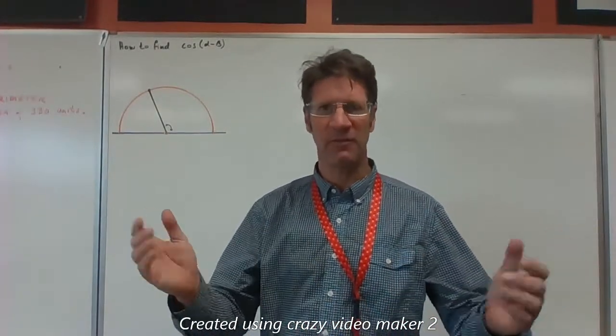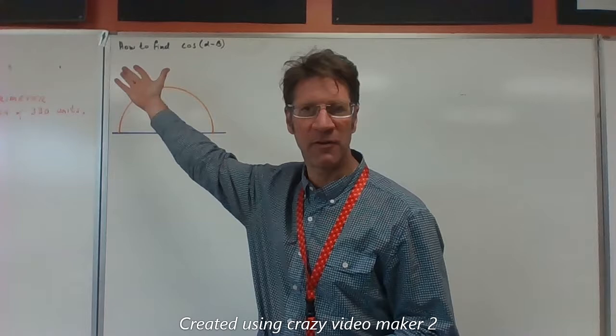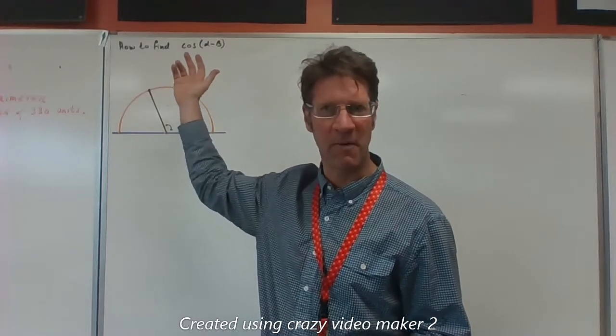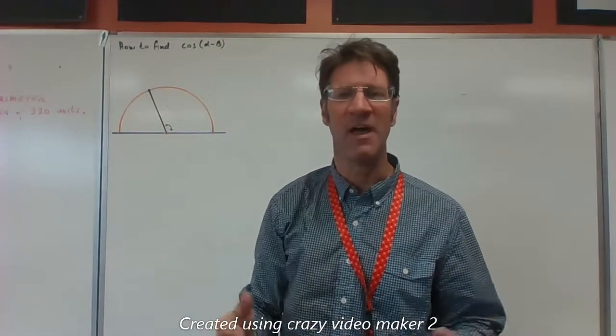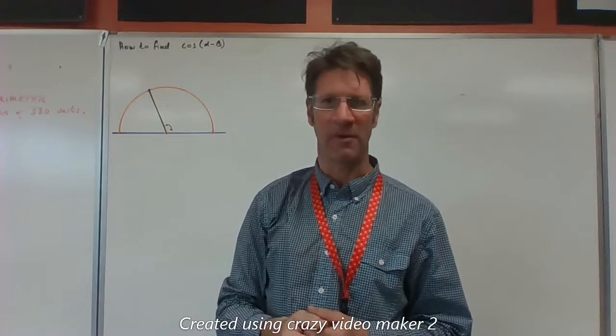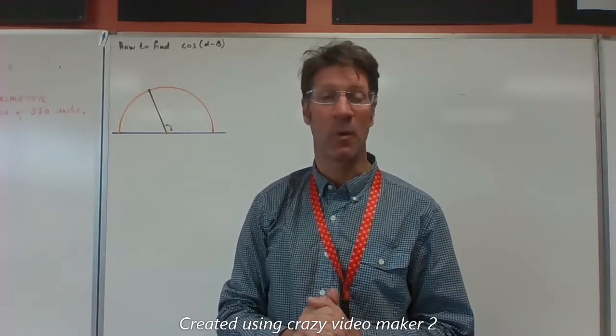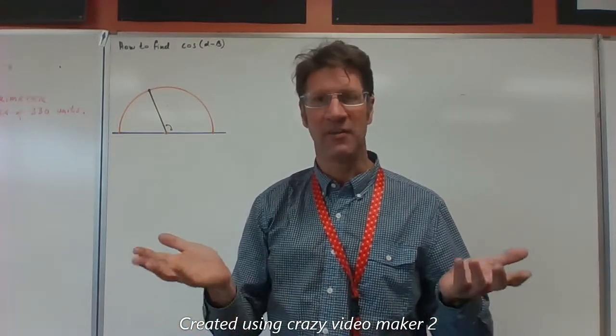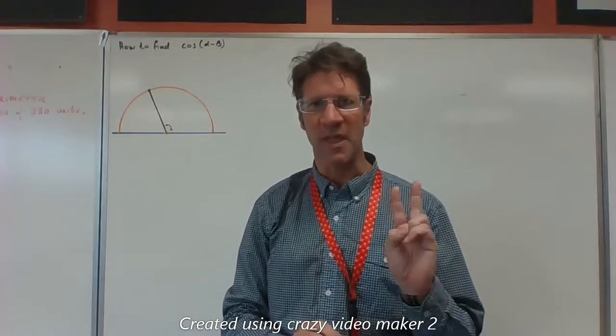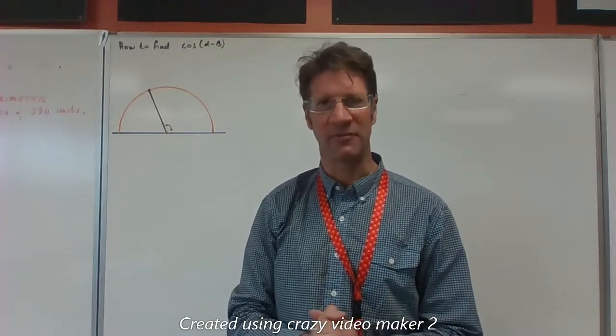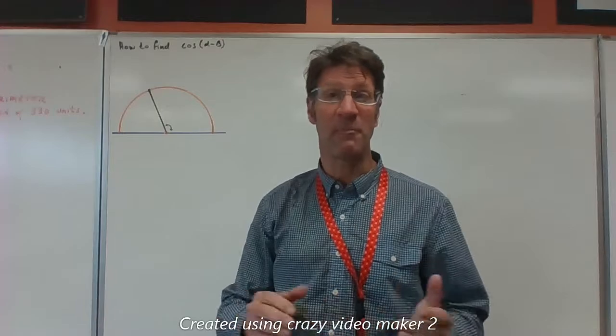Okay, so let's see if this works. We are going to find the cosine of alpha minus beta. We are deriving an angle difference formula for cosine. What we're going to use to do this is the top half of the unit circle and two congruent isosceles triangles. So we're starting off with a big angle.